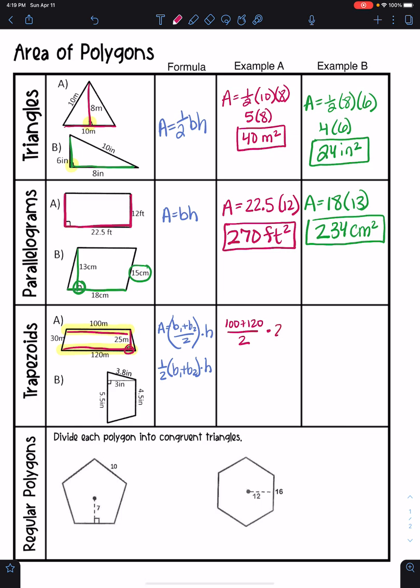The height is 25. So 100 plus 120 is 220, and then 220 divided by 2 is 110, and then I'll use my calculator to do 110 times 25, and I get 2,750, and that's going to be meters squared.